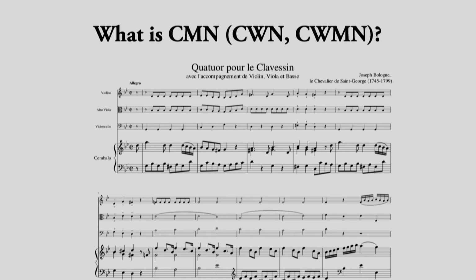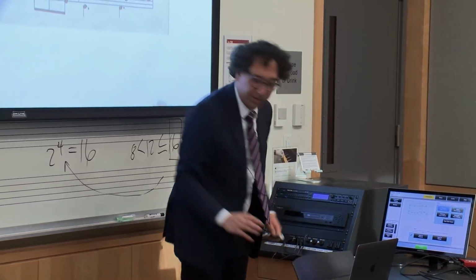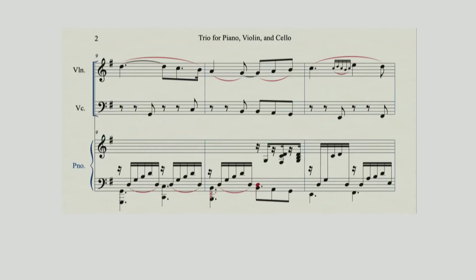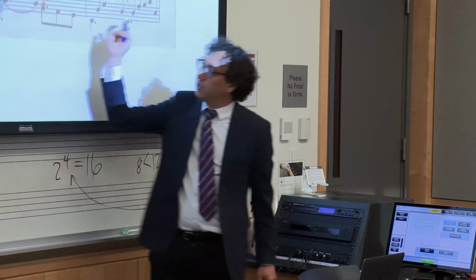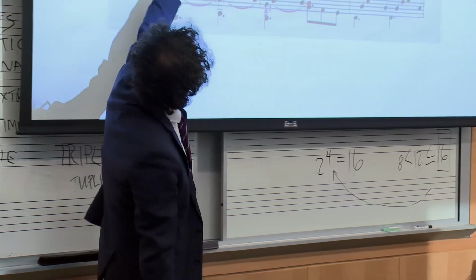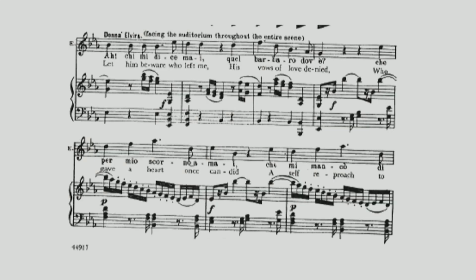So yeah, these are things that are standard in common Western music notation. That was a piece by Joseph Boulogne, the Chevalier de Saint-Georges. This is a piece by Clara Schumann, her piano trio, for piano, violin, and cello. And you see some things that we consider to be common Western music notation, including slurs, ties, grace notes, beams, all these types of things.